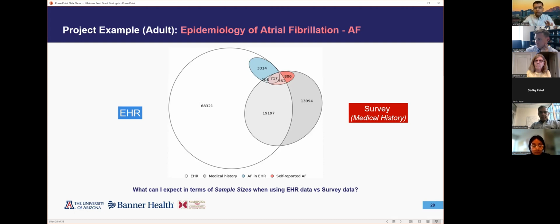So this gives you a sense of what you can expect in terms of sample sizes when you're using EHR data versus survey data. As Jason mentioned, your sample size is likely to go down as you add more criteria. So think about what the necessary variables are and what modality you need. Do you need both survey and EHR, or just one? That is dependent on your research question. Next slide.